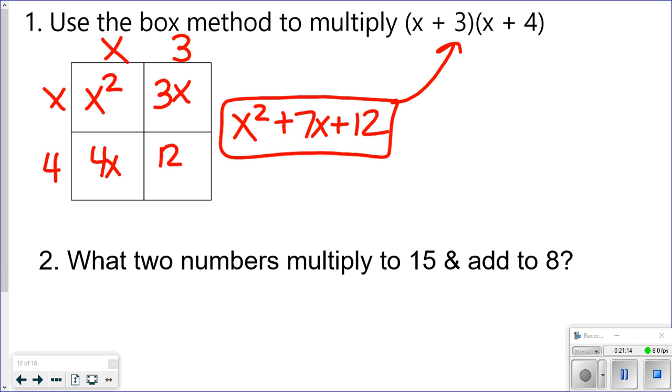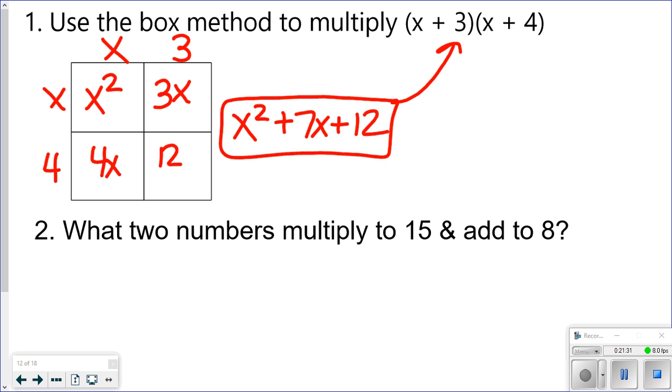So we're going to put away the algebra tiles, and we're going to not use them because sometimes we have big numbers and we don't have enough tiles. So we could use something called the box method. Okay, so I want us to start thinking about what two numbers, new question, multiply to get 15 and add to get 8.